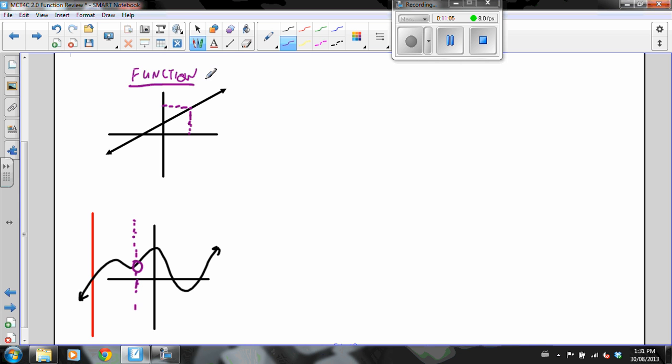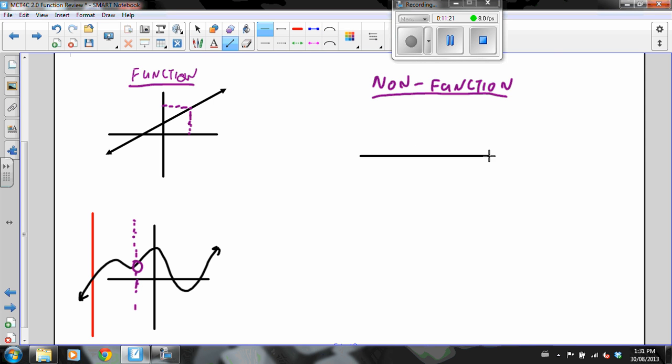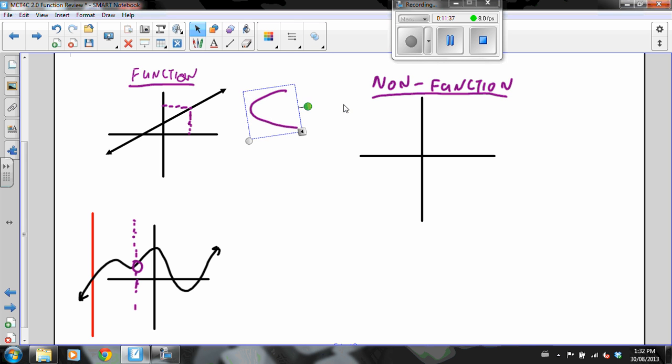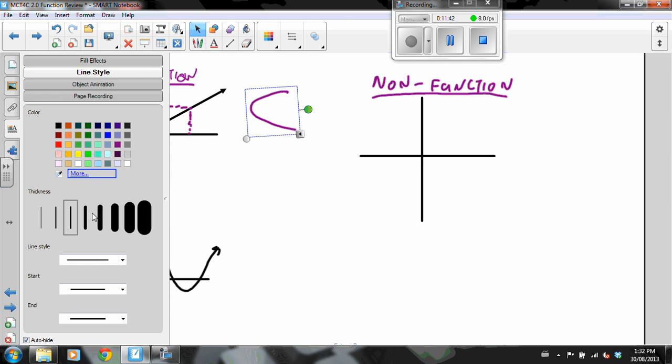Of course, in contrast to this would be non-functions. If everything we're used to in high school is a function, lines and parabolas and exponential functions, what would a non-function look like? Hopefully you could think of it. One of the ones that students come up with pretty quickly would be, in grade 10 we talked about the parabola like this. Well, what happens if the parabola was sideways? I'm going to change this to black, by the way, just so it matches my other ones.